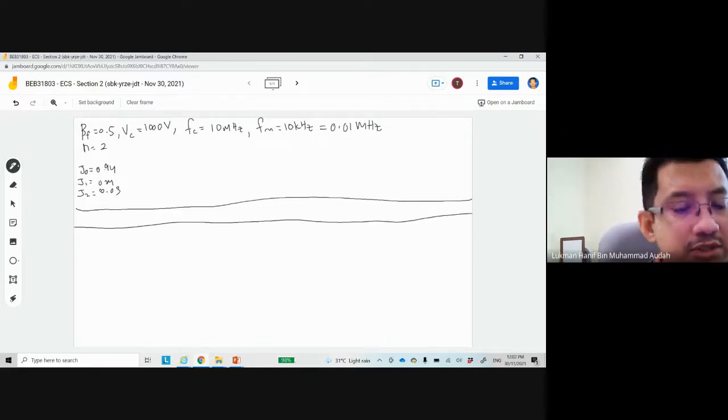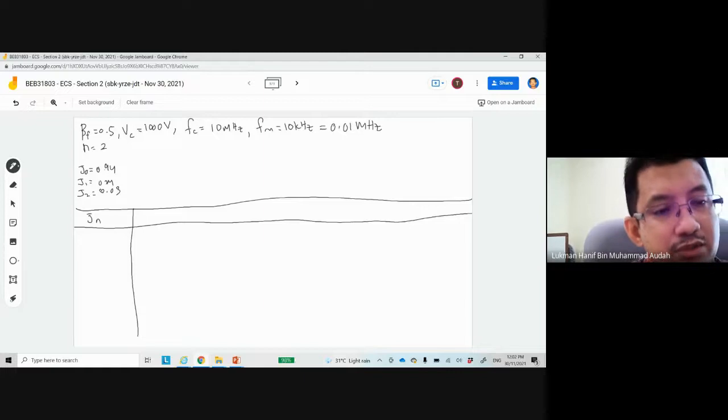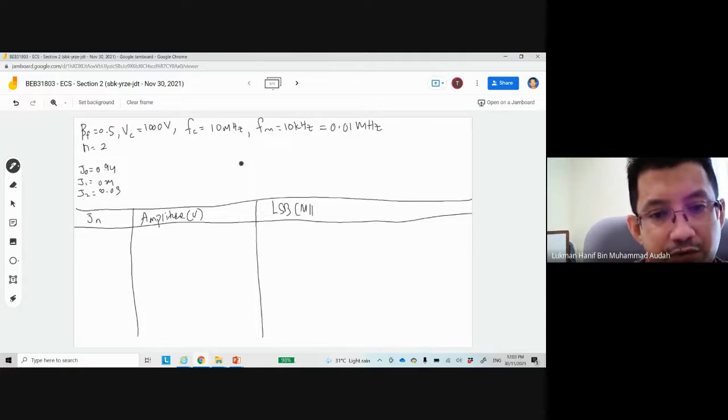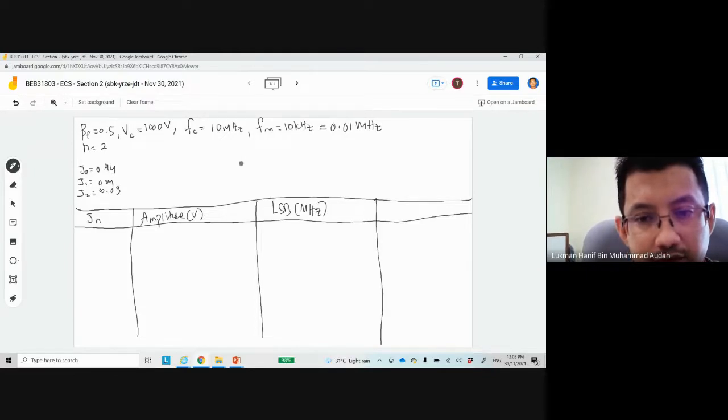Again, when you draw a table, jangan guna ruler, buang masa. Okay, so here is Jn. So I can put like this. I want to find the amplitude, so I must put amplitude here. And then I need to know the frequency as well, which here is LSB. Let's say I write in terms of megahertz. And then I need to find also USB, upper sideband. LSB is the lower sideband, USB is the upper sideband.